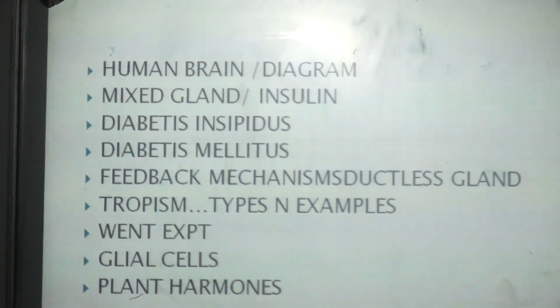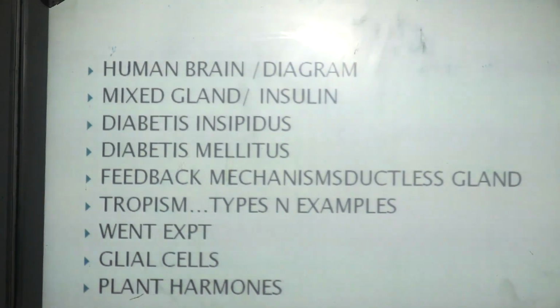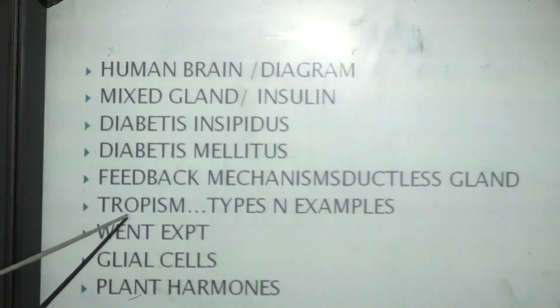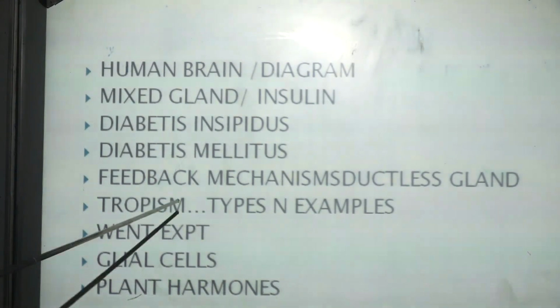Particularly in January, during the Sankranti time, the cocks get emotional and fight. That particular type of mechanism is called a feedback mechanism. And you have one more important thing. If the paper is difficult, you can get such types of questions.